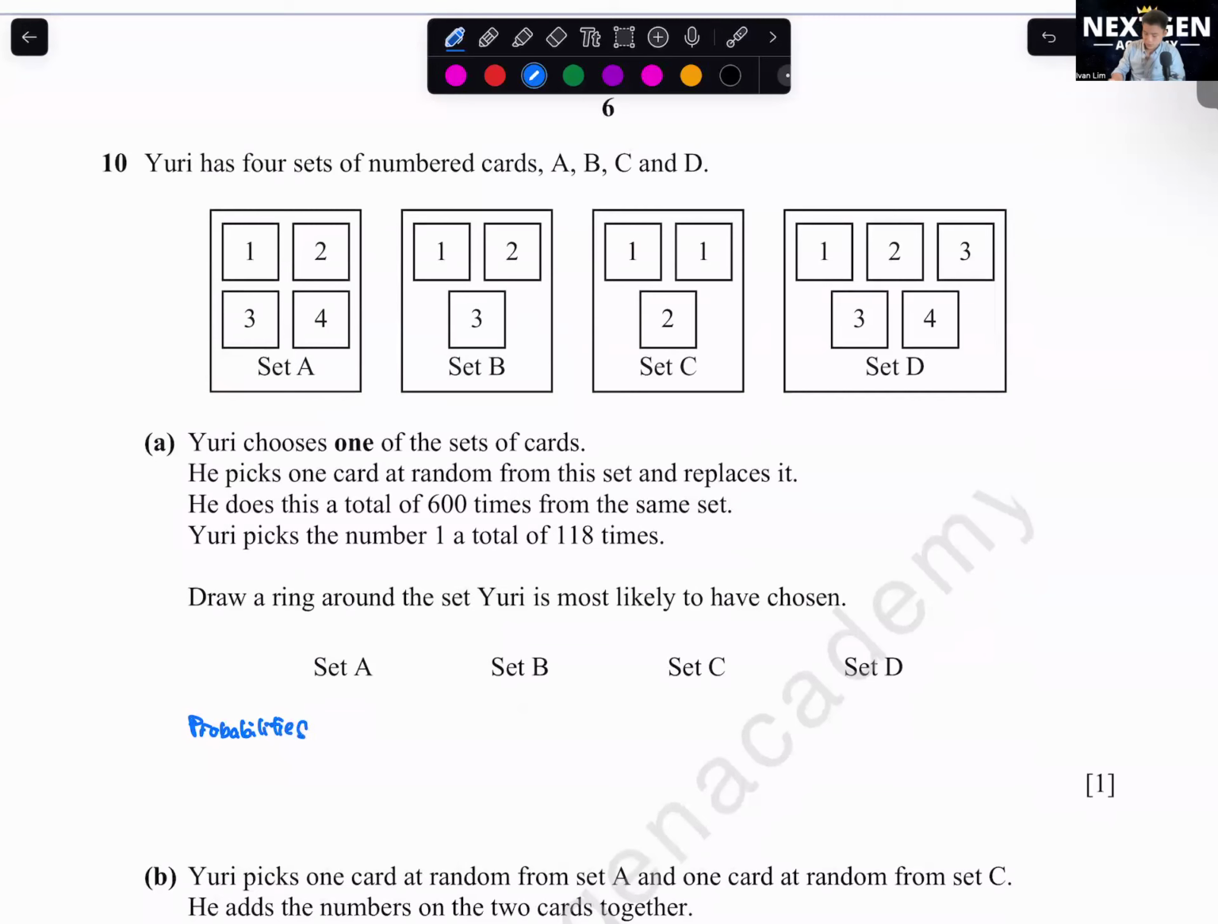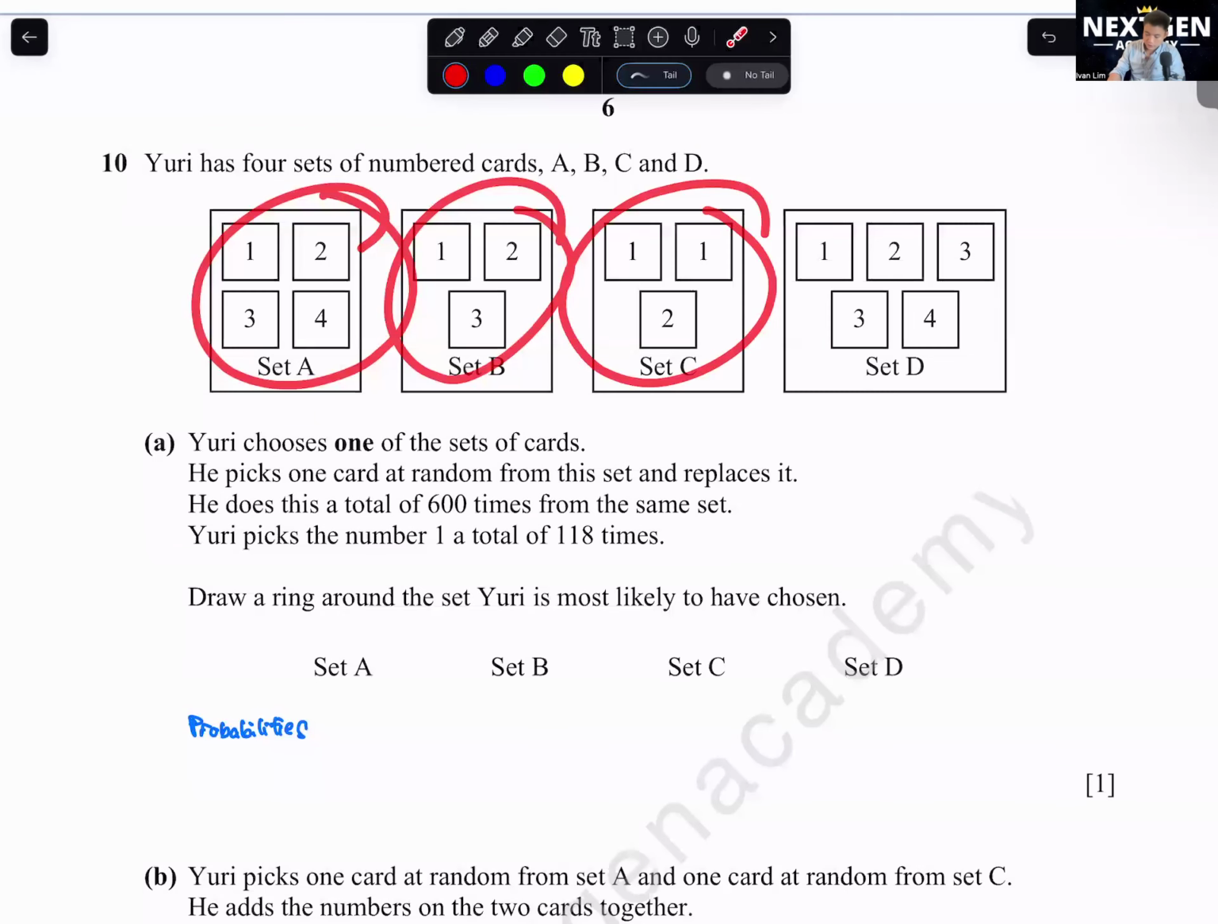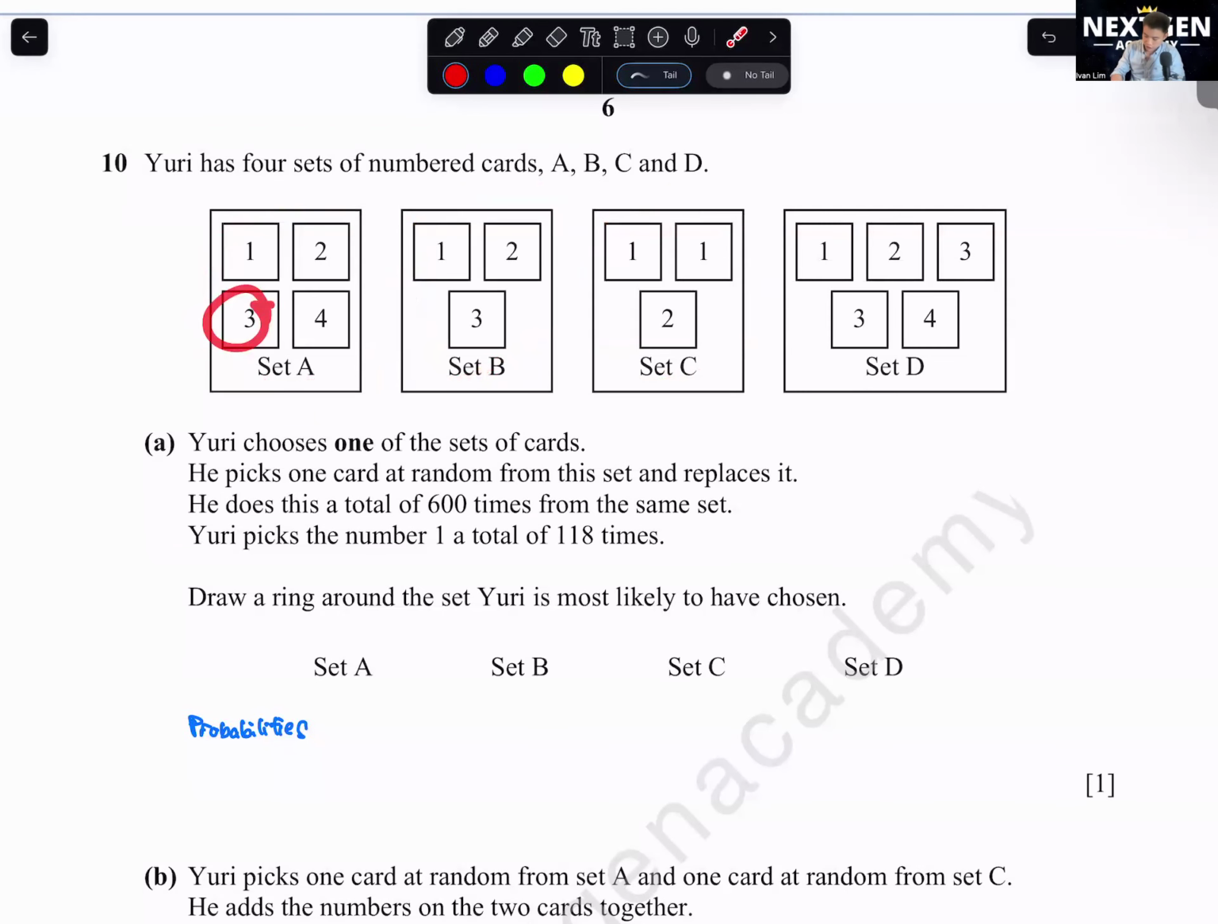Okay, what does it mean? If you look over here, I want you all to observe. There are certain cards. Some have 3, some don't have 3, some have two 3s, and some have more cards, some have fewer cards. So this is a word question.